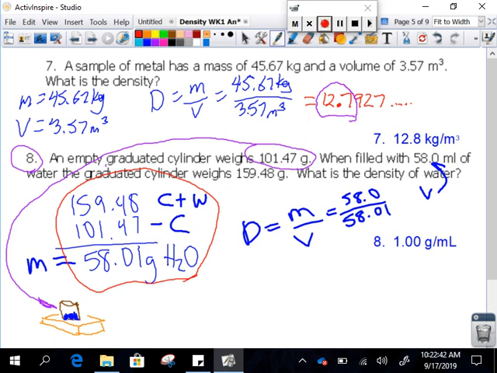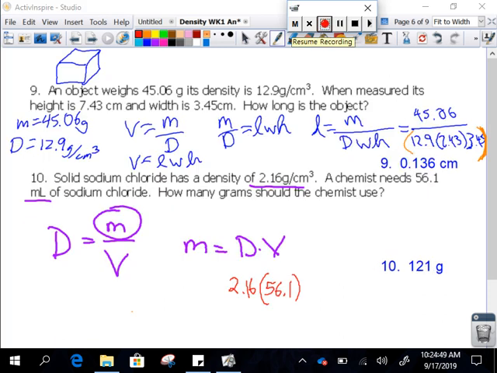58.01. We also know the volume of the water. That's what this value here was. If I know the mass divided by the volume, I have the density, which comes out to an even 1. Water's density is always very close to 1, assuming you don't have it in an extreme temperature change. So that's pretty convenient. Let's go on to 9 and 10.